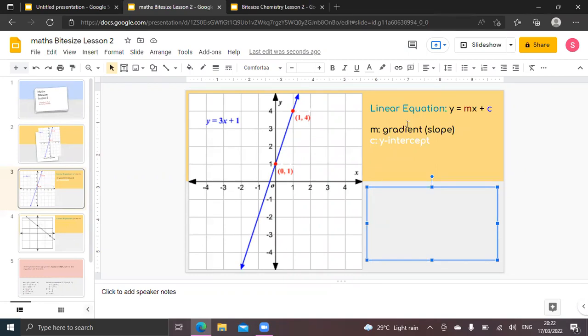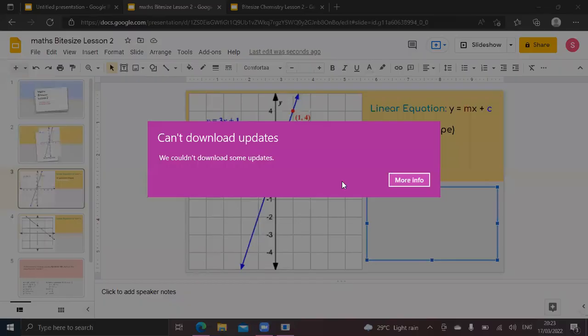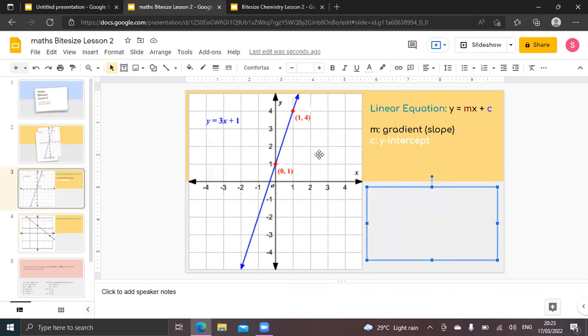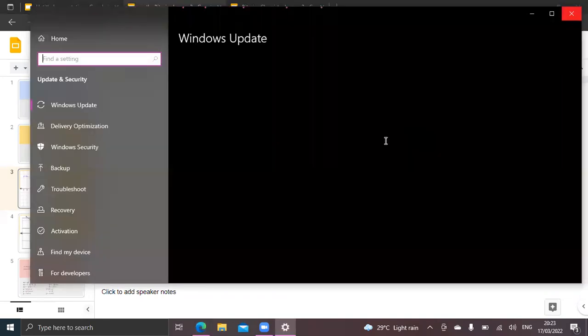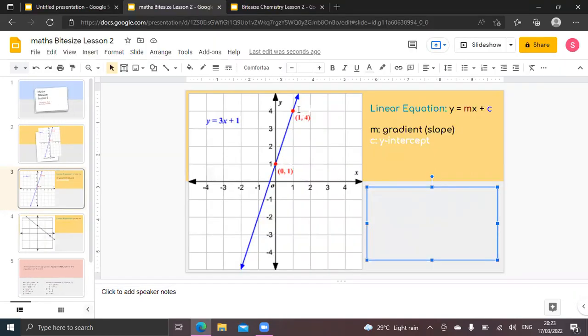How to find the gradient, which is the slope of this line. If you are given a graph, for example, we have a graph here. What do we need to do? We just need to identify two points, at least two points. So we have two points identified for us.